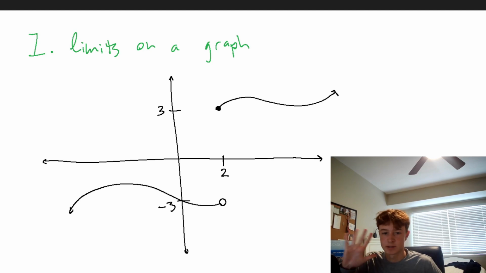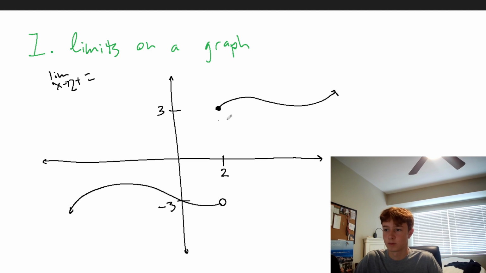So the first thing about limits that you have to understand is evaluating limits based on a graph. If we're given this graph, for a first example, the limit as x approaches 2 from the right. If there's a plus next to the 2, then we're approaching from the positive side. To do this, we start somewhere to the right of 2 on the graph, and we approach 2. As we get closer and closer to 2, the y value we approach is 3.